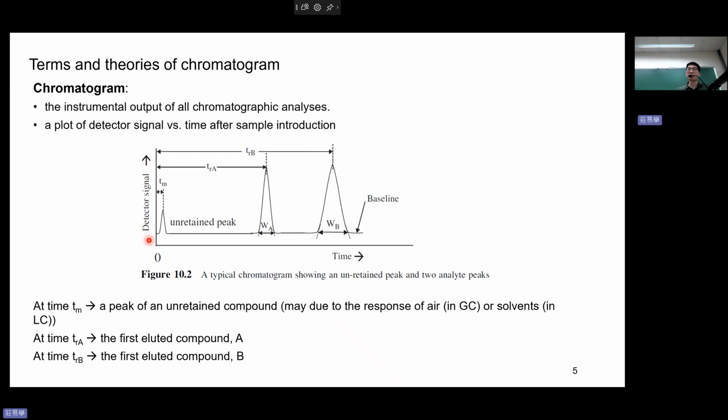So what does time zero mean? How do we define time zero in a chromatogram? Usually we define time zero as the timing you inject your sample into a machine. So in a chromatogram, we define time zero as the timing when you inject the sample, right? And the y-axis is the detector signal.